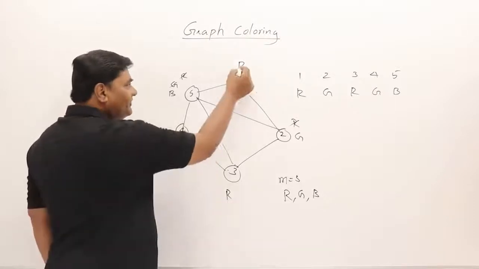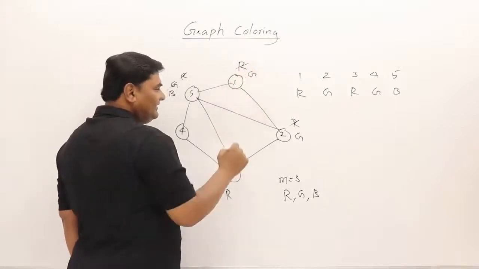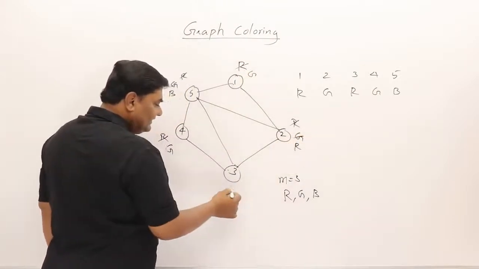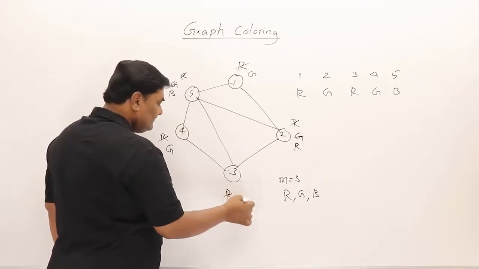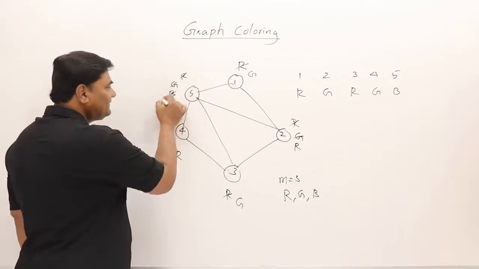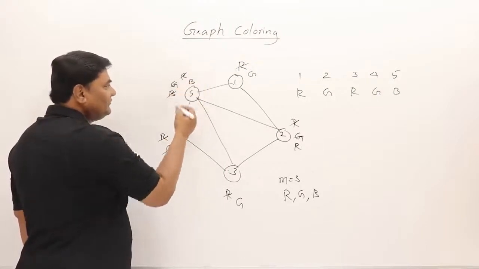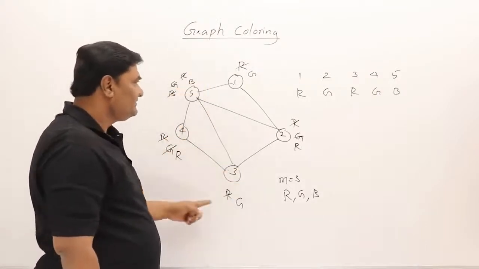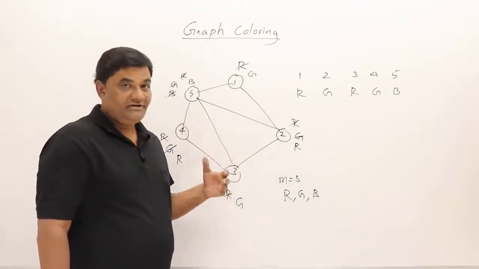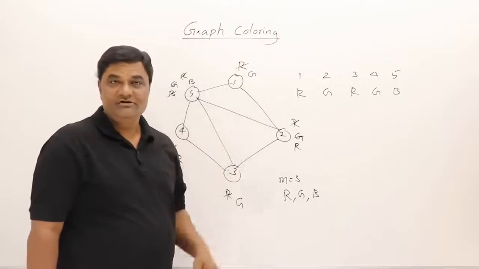Let us see. Instead of red color, I'll give green color here. And here I cannot take green, so I'll take red here. And here I cannot take red, so I'll take green. And instead of green, I'll give red color here. And this is blue. Okay, I'll give blue only for this one. See, for the other vertices, the colors have changed. It means that the same vertices can be colored in different ways. So there is more than one solution possible.